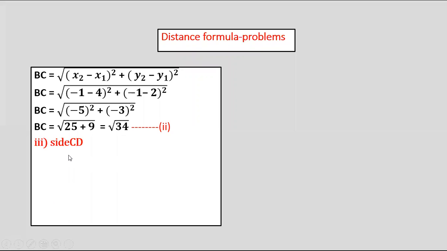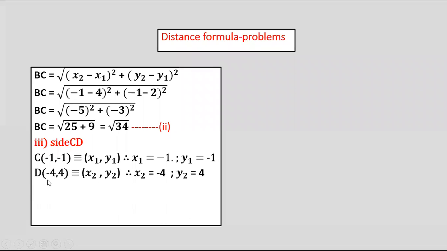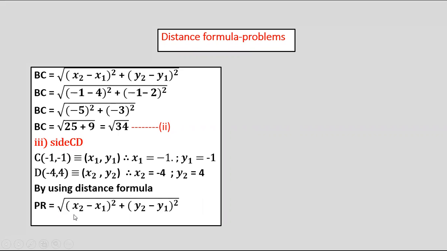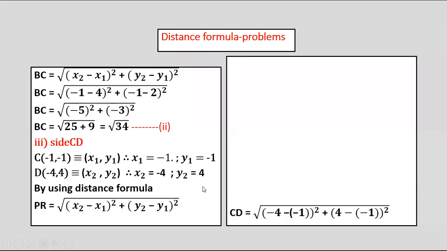Similarly, to find the distance or length of side CD, the coordinate of point C (-1, -1) consider as x1, y1. x1 is equal to minus 1, y1 is equal to minus 1. And the coordinate of point D (-4, 4) consider as x2, y2. x2 is equal to minus 4, y2 is equal to 4. By using the distance formula to find distance CD, CD is equal to square root of (x2 minus x1) square plus (y2 minus y1) square.